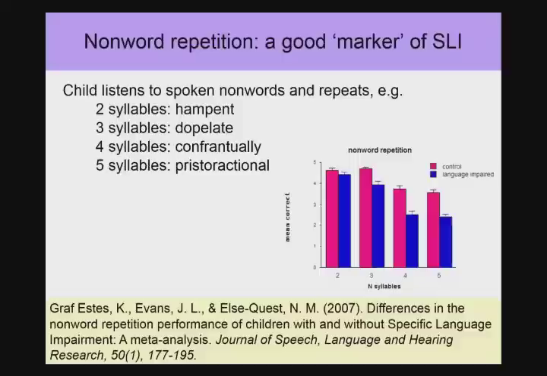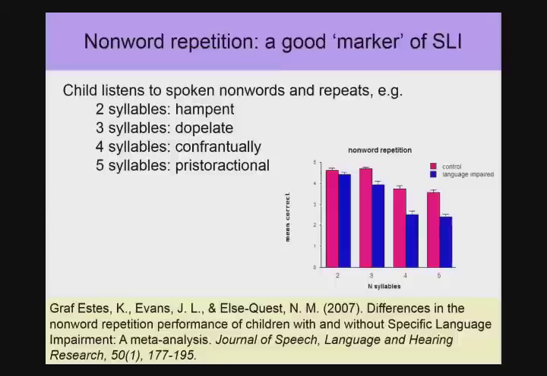One of the things I've particularly been interested in focusing on is this very simple little test of non-word repetition. It's simple to do and to describe, but it's actually quite complicated to work out what on earth it really is measuring. But you just go up to a child and you say things like hampant, doppelate. In fact, you present this over headphones, but confrantually and pristeractional. They sound like words, but they aren't, although they start to enter your vocabulary if you give this test long enough. But what happens is they just have to repeat it back to you, and you're interested in how accurately they do that.